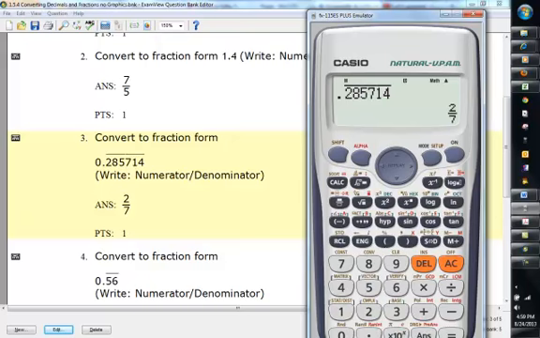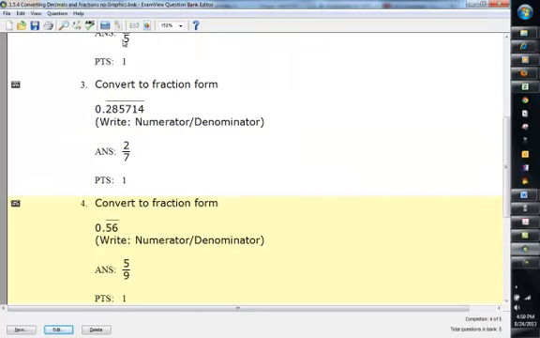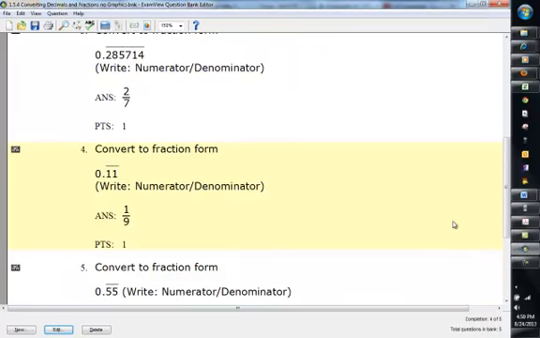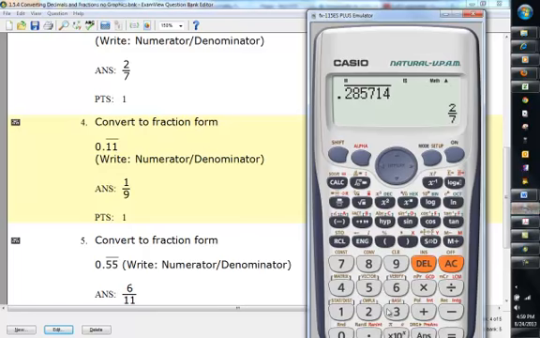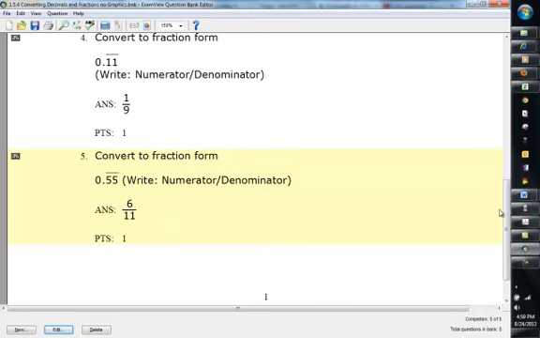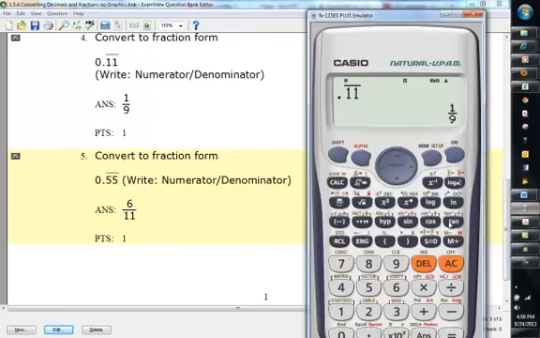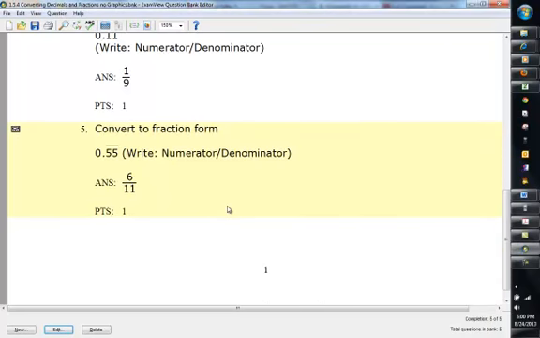Is 2/7. Next one, 0.11 repeating. Okay, so let's repeat the 1 and we get 1/9. 0.55 repeating. Now let's get the repeat thing going. 5/9. Why does that say 6/11? That's not right. 0.55 repeating is 5/9.